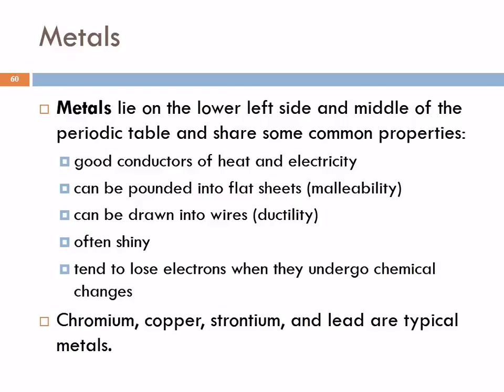I'm going to go over this part really fast because really it's just reading, and you can do this. So the metals are on the lower left, and they have common properties. They can be pounded into sheets. They're malleable. They can be drawn into wires. They're ductile. They conduct electricity. They're often shiny. Important chemically, they tend to lose electrons.